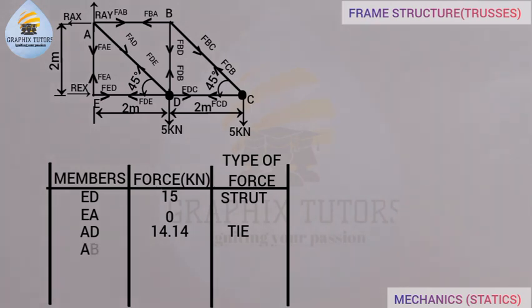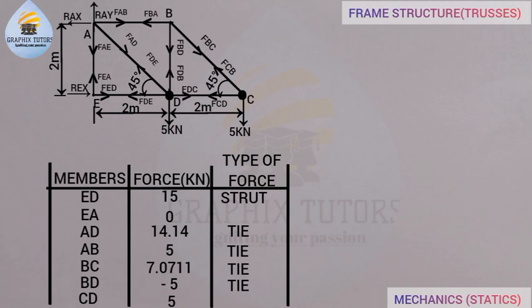And AB, the magnitude for AB is given as 5, and it is also a tie. Then the next one we have is BC. BC is given as 7.0711, also a tie, like I showed you as we were solving. Then we have BD, given as negative 5, and that is also a tie, because it's going outward here. And we have the CD. The CD is given as negative 5 kilonewton, and that is also a tie. So this is what we actually have here.